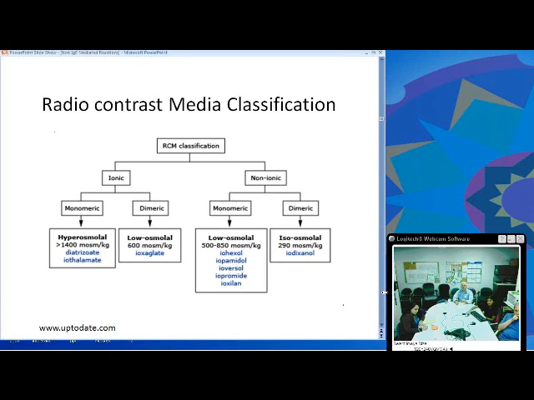So these are the types of radiocontrast media. They are classified as ionic and non-ionic, and each of them can be monomeric and dimeric, and further classified according to their osmolality. So the hyperosmolar are more than 1400 milliosmoles per kilogram. Low osmolarity is somewhere between 600 to 900, and then isoosmolar are very low, similar to your plasma, so 290 milliosmoles per kilogram. And these are the specific ones here.